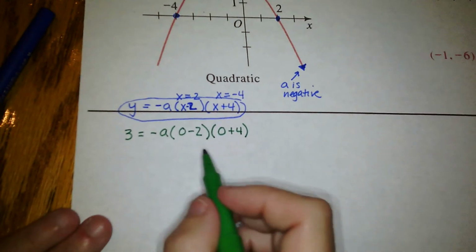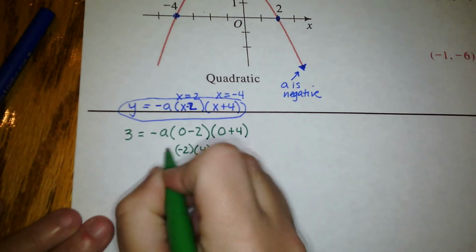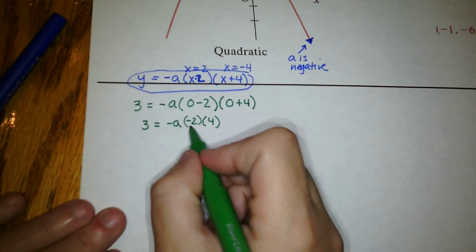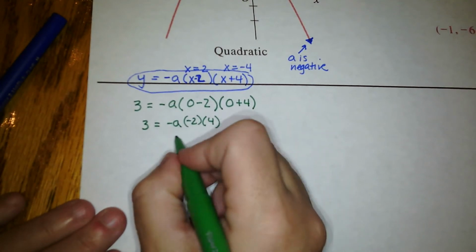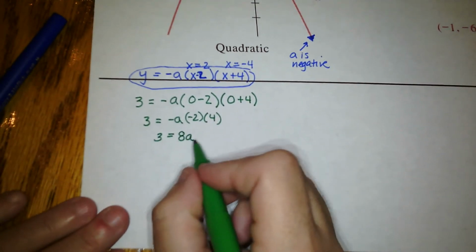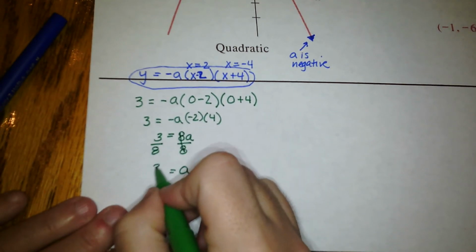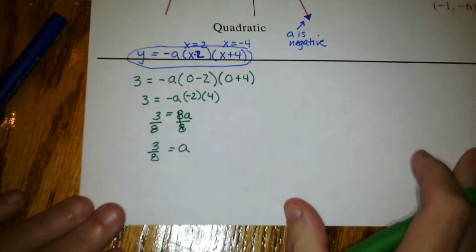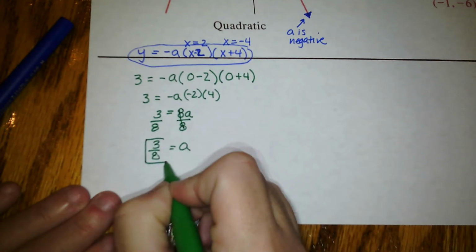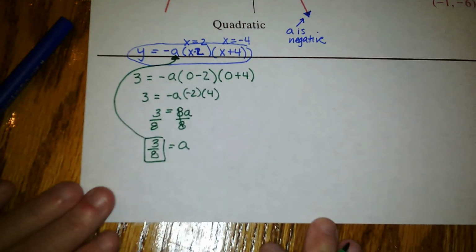And then we just calculate. So 0 minus 2 is -2, and 0 plus 4 is +4, and then we have negative A equals 3. Then you've got -8 times negative A, which is 8. And then you would solve for A by dividing both sides by 8. You've got one more step. We solve for A. Now, all you have to do is insert this right here, and then we're done.